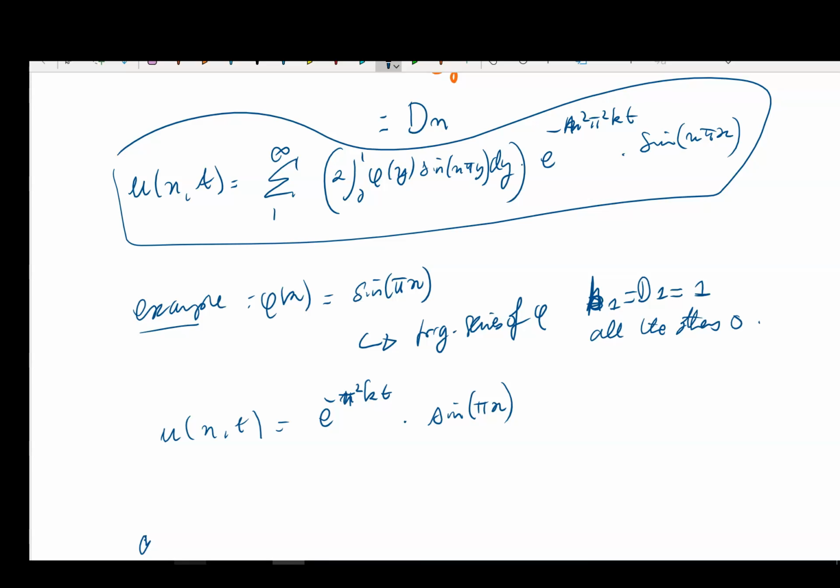Okay, and we see that if this is the kind of profile we started with between 0 and 1, your profile was the sine of πx, so that's your initial condition, phi of x. Well, it's just going to decrease over time and stabilize. As t increases, that exponential is going to get smaller and smaller times the same profile, so it's just going to go to a flat profile equal to 0 everywhere.